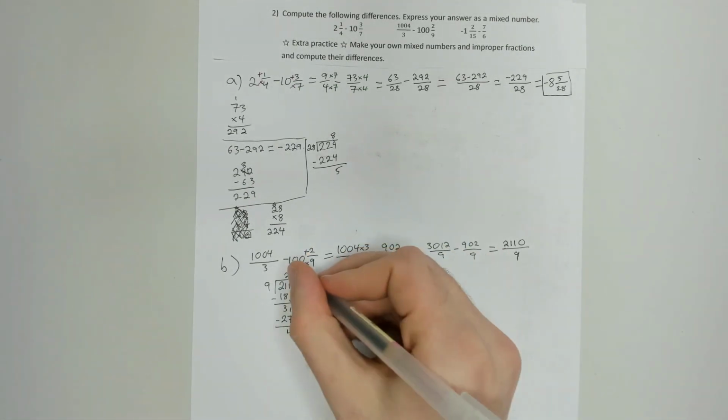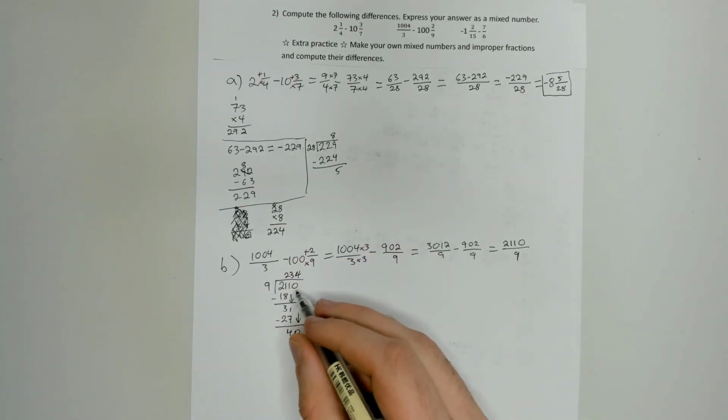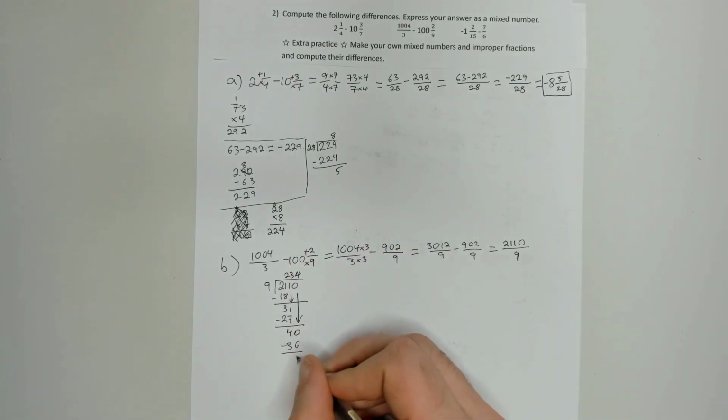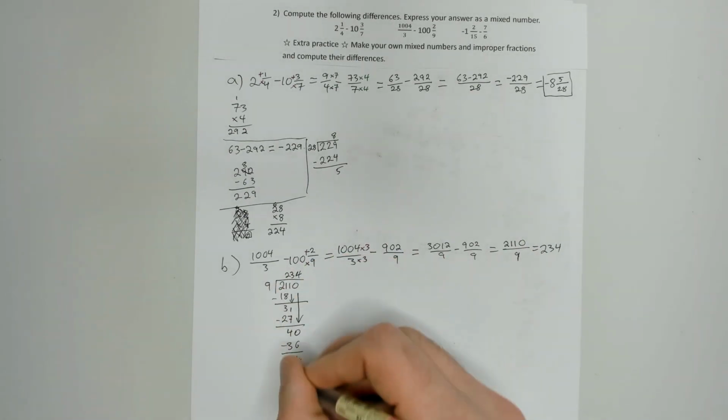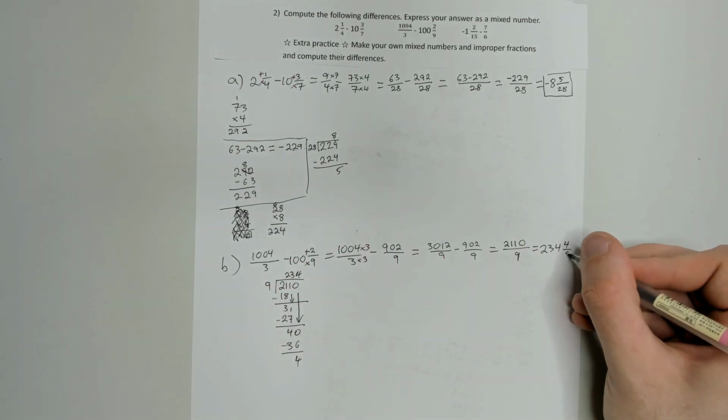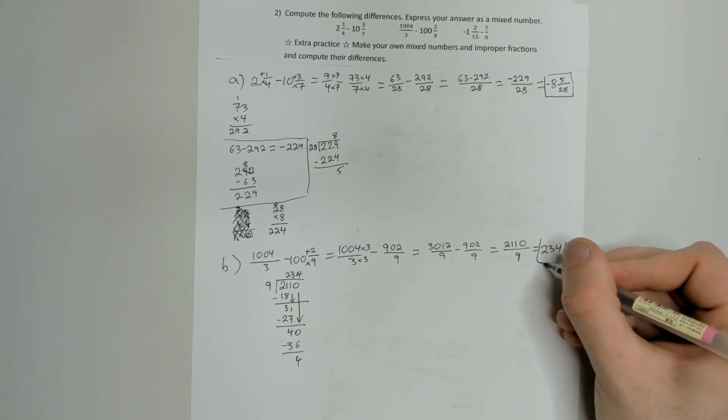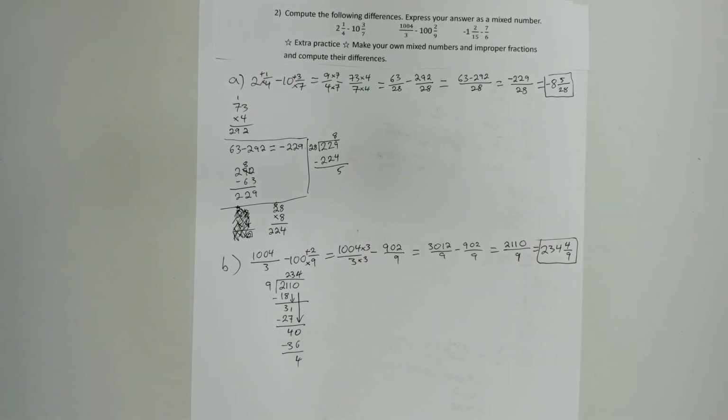9 goes into 40 4 times. 4 times 9 is 36. Subtract that off, we get a remainder of 4. So this is going to be 234, that's our quotient, and then our remainder is 4 over 9. So that right there is your answer to this problem. Big numbers, that's all right, same process.